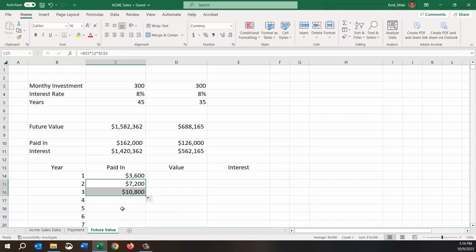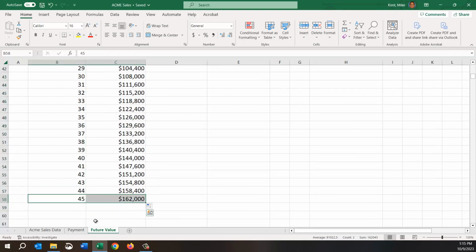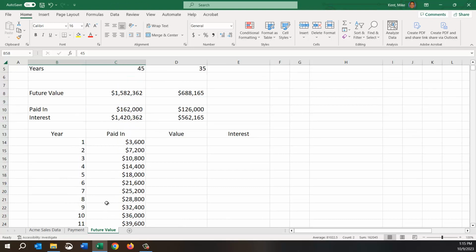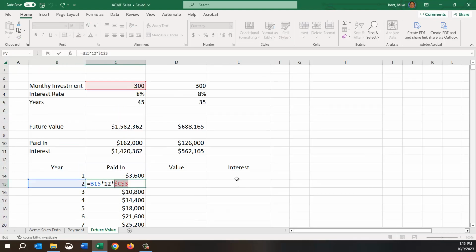Year 3 is $10,800. In fact, if I double click on this fill handle right here, let's see if I can do it. Nope. All right. If there's nothing below it and I double click on the fill handle, it will copy it all the way down. So I can see after 45 years, I have invested $162,000. So once again, you see the formula right here. This is absolute. This is always in C3.